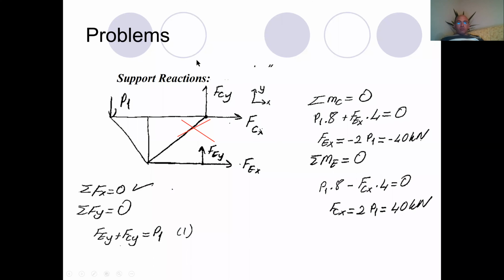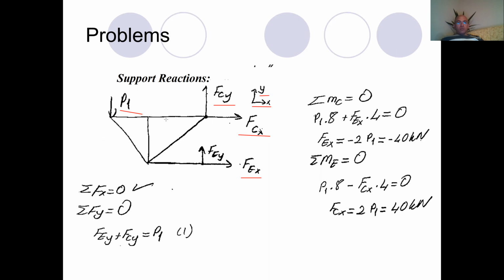Okay, so the first step is to draw the free body diagram of the system. I have P1, the external load. We have the support reactions in horizontal and vertical directions. Logically, we choose the horizontal axis as X and the vertical axis as Y. As a result, we have FCX and FCY as reaction forces at support C, and at support E we have FEX and FEY as support reactions.